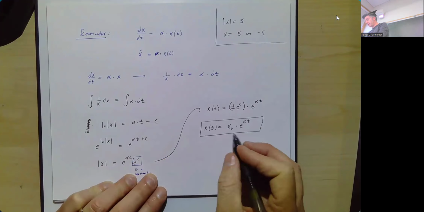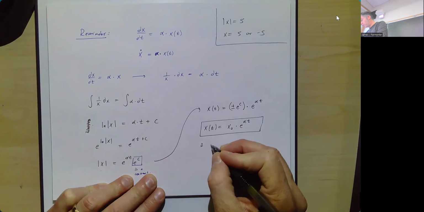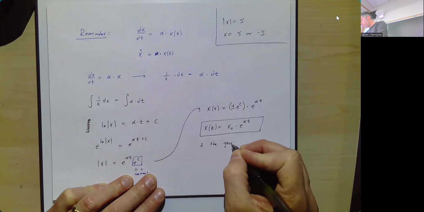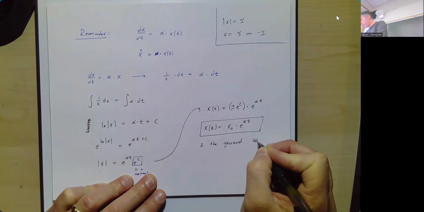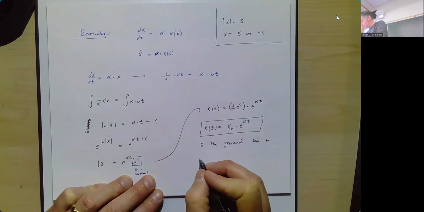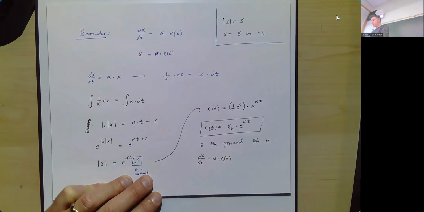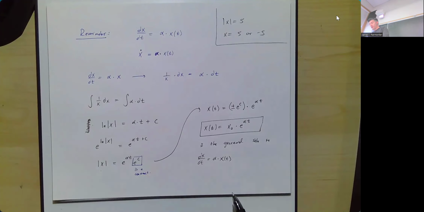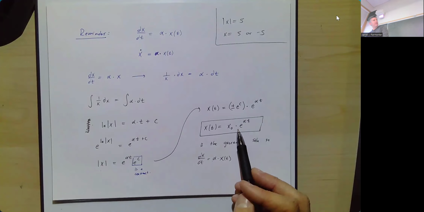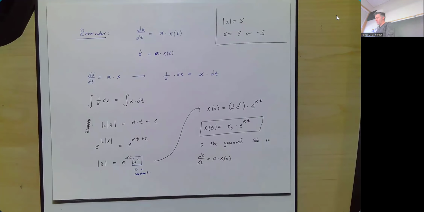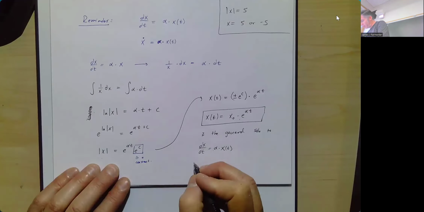And I'll point out that this is the general solution to the differential equation dx dt equal to alpha times x of t. And it works, right? Alpha times x of t is alpha times that. And the derivative of that, dx dt, well, remember the derivative of e to the stuff. Let's just write it down.